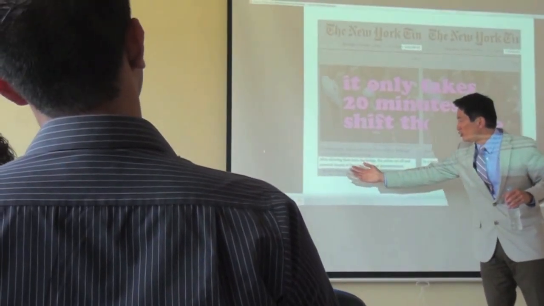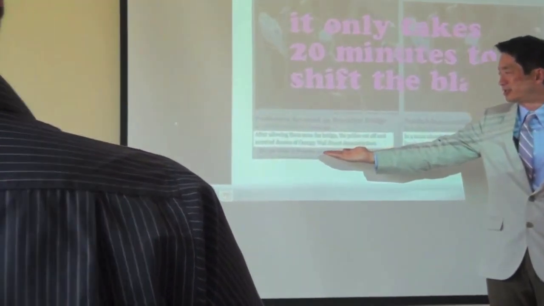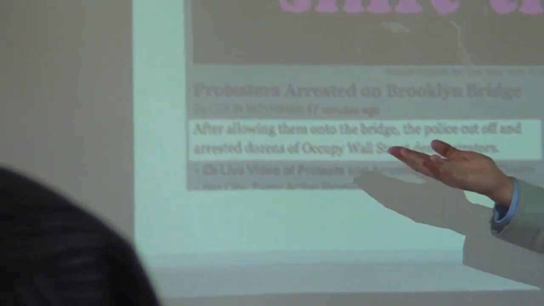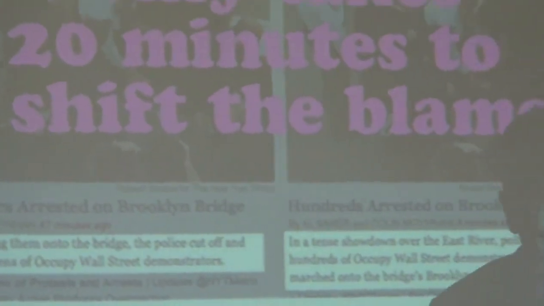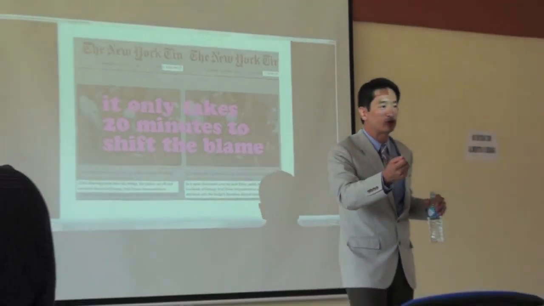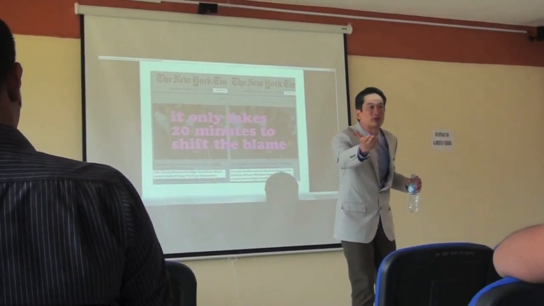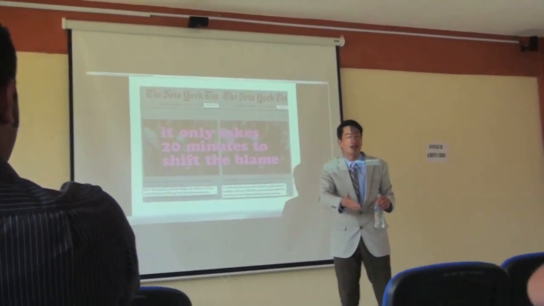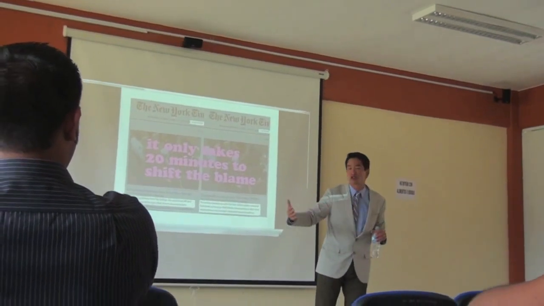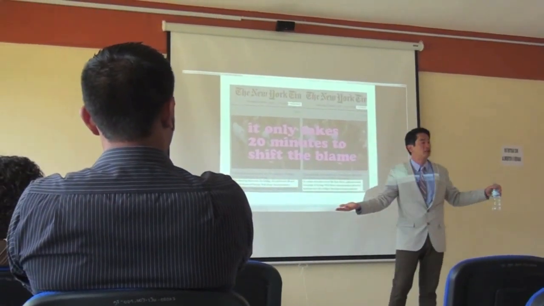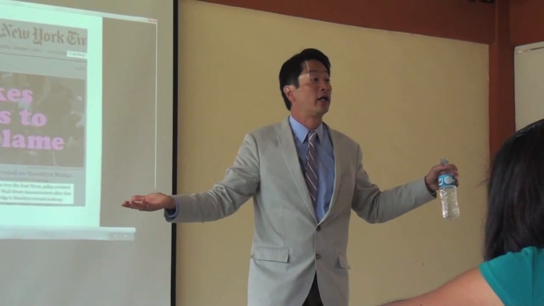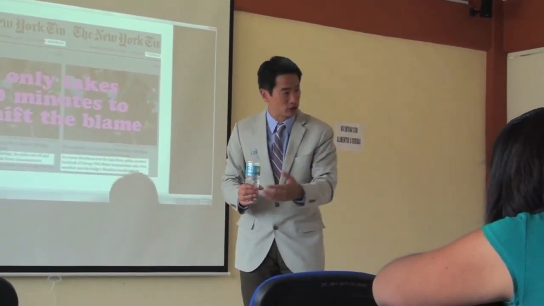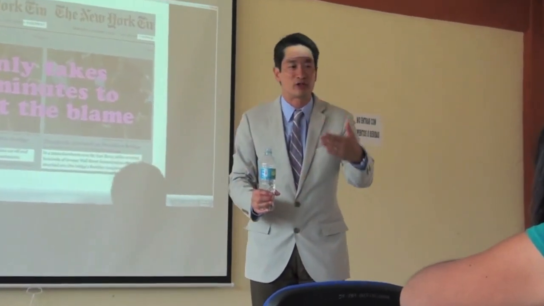I mean, whose agency is in this sentence? After allowing them onto the bridge, the police. Okay? Here, we construct the sentence to show who's responsible, right? It was the police who allowed them onto the bridge. Okay? Then they cut them off and arrested. The implication in this text is what? They were legally allowed. You're allowed to come onto the bridge, and then they cut you off and arrest you.